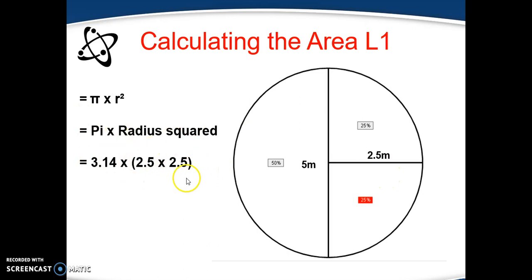Now you need to get rid of the brackets because this is a BODMAS formula, and if you follow the BODMAS rule, brackets must go first. So 2.5 times 2.5 equals 6.25, and then it becomes straightforward left to right calculation. 3.14 times 6.25 equals 19.625 metres squared. Now remember, you're squaring something off, you've got 2 dimensions, so you must put your little 2 in. If you don't put that 2 in your exam, you will lose points.